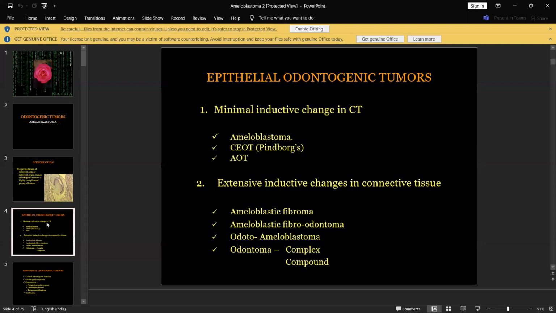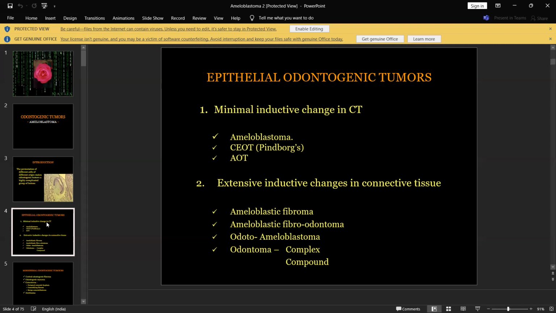In the first category, minimal inductive changes in connective tissue, we got three varieties. The first one is ameloblastoma. The second one is CEOT, a calcifying epithelial odontogenic tumor, also known as Pindborg tumor. And we got AOT, adenomatoid odontogenic tumor.